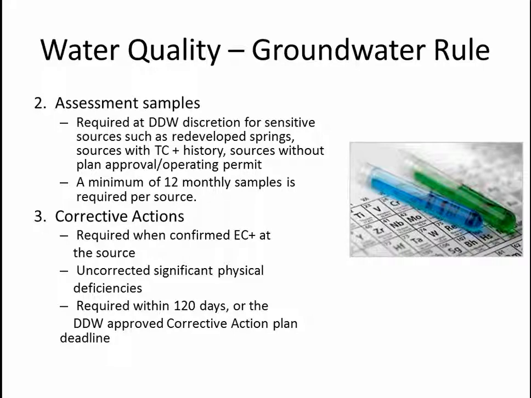Corrective actions are required when you have confirmed positive E. coli samples at your source, and any uncorrected significant physical deficiencies at the source that are noted at the time of the sanitary survey. Corrective actions are required to be done within 120 days or the Division of Drinking Water approved corrective action plan deadline. So that means if we've decided on an action plan for you to fix that item, you have to meet that deadline.